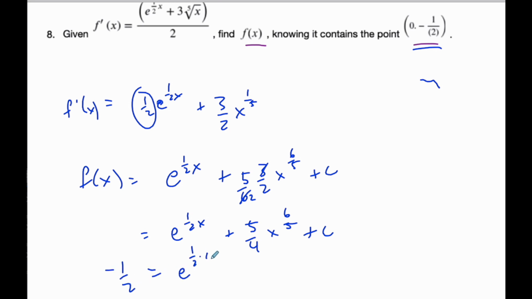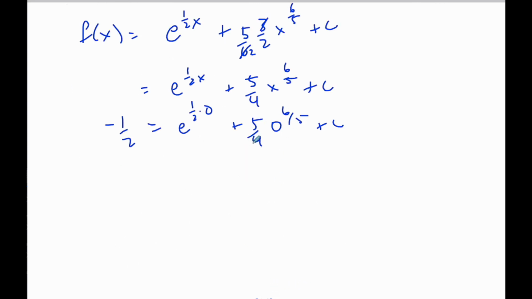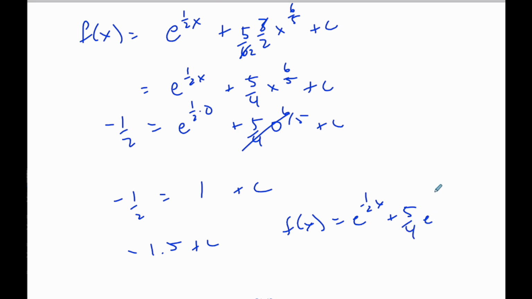So e to the 1/2 times 0, plus 5/4 times 0 to the 6/5, plus c. Well, that's 0. 1/2 times 0 is 0, and e to the 0 is 1. So minus 1/2 is equal to 1 plus c. Now solving this, I subtract the 1 over, and so I get negative 1.5 for c. And so my final function is f(x) equals e to the 1/2 x plus 5/4 x to the 6/5 minus 1.5. That is my function.